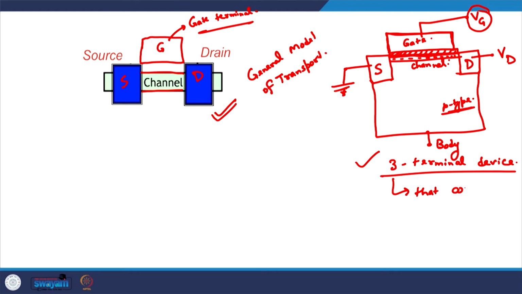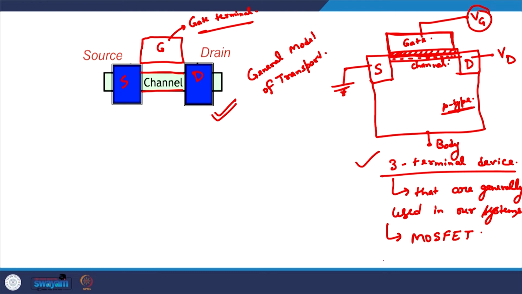that is generally used in our systems. These are known as MOSFETs. Okay. The full form of MOSFET is metal oxide semiconductor field effect transistor.